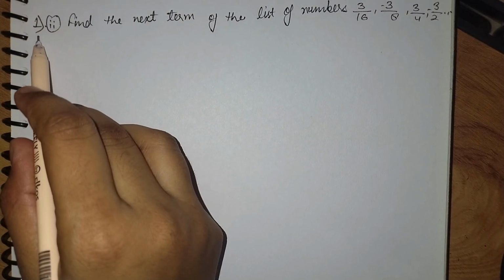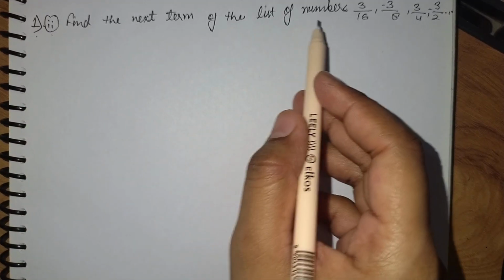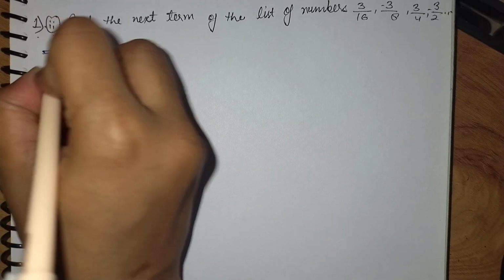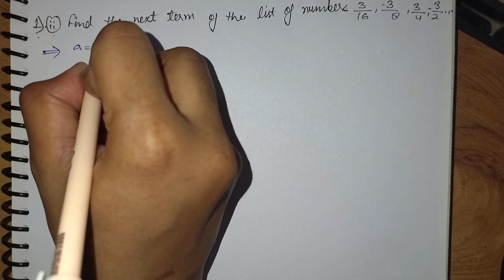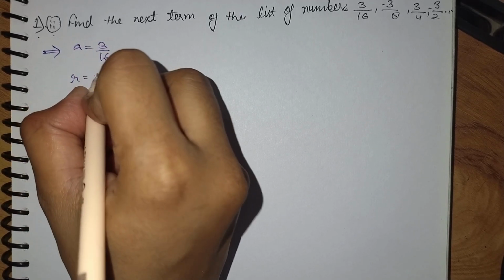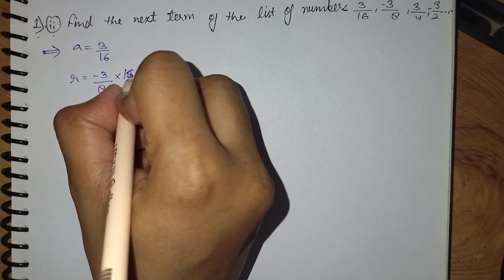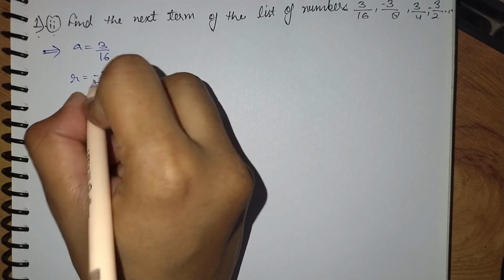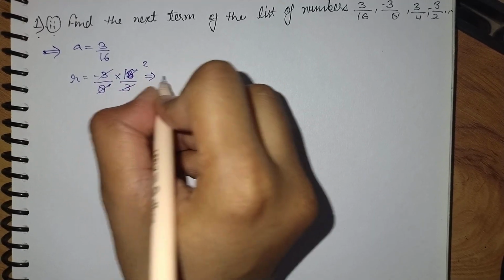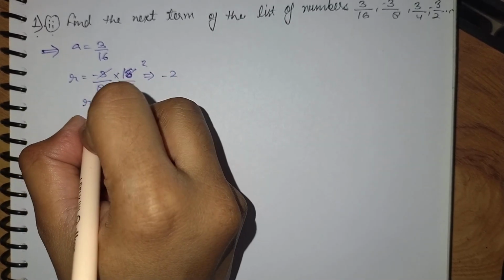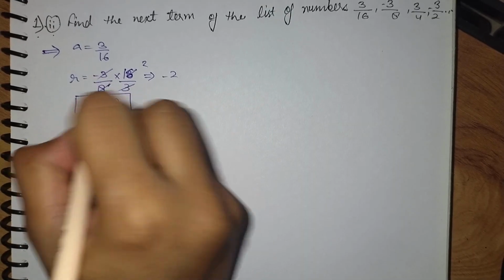Now let us solve question number 1 second part. Find the next term of the list of numbers. So simply the first term here is 3/16. If we write the common ratio, that will become (-3/8) multiplied by 16/3. Cancelling this part, we will get minus 2. Means the common ratio is minus 2 in this question.